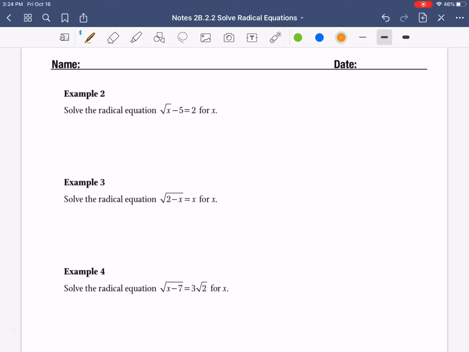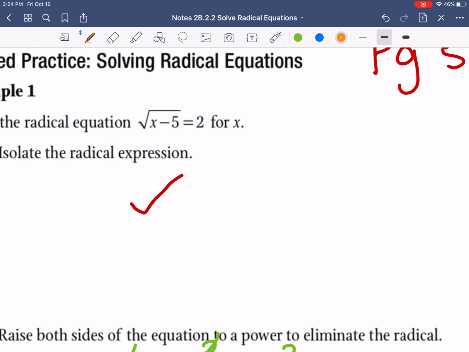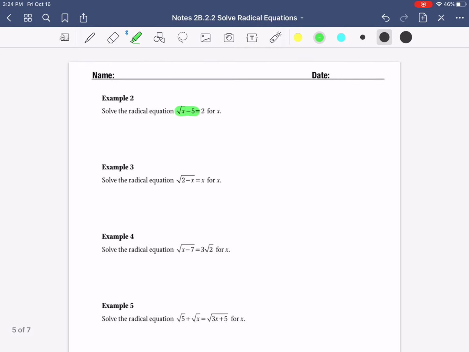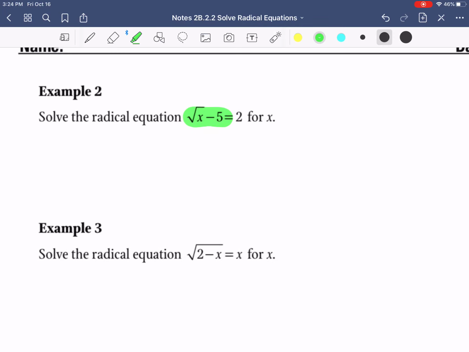We have a bunch more examples to do here. Okay, so it says solve the radical equation, square root of x minus 5 equals 2. So this looks really similar to the last problem, right? Here, though, the 5 was under the radical, and in our new problem, the 5 is not under the radical. Okay, so that's the difference between the two.